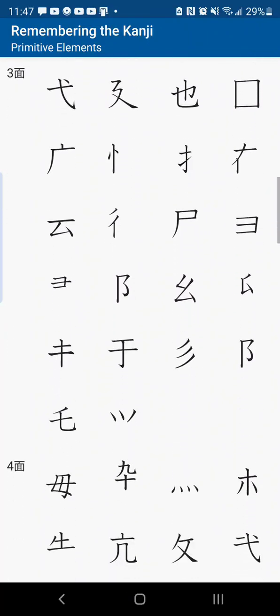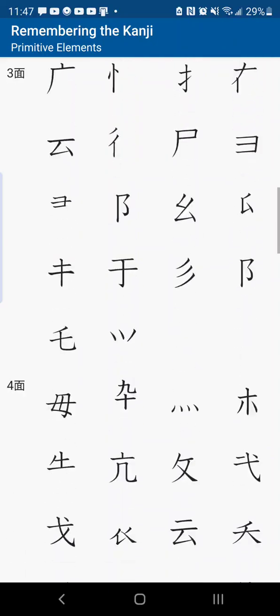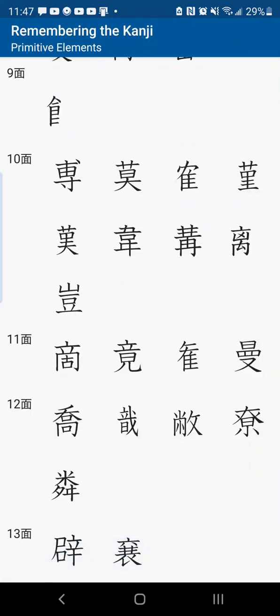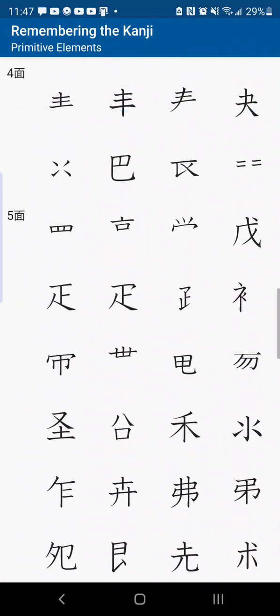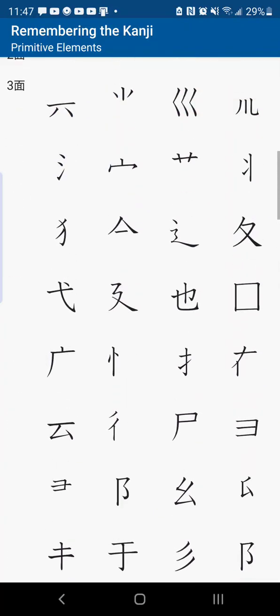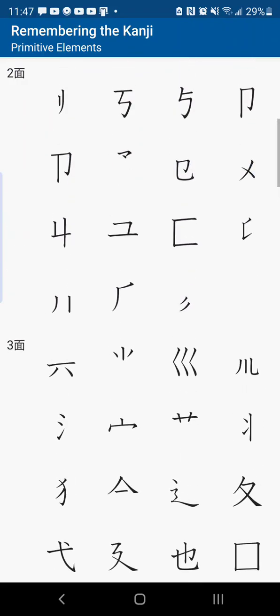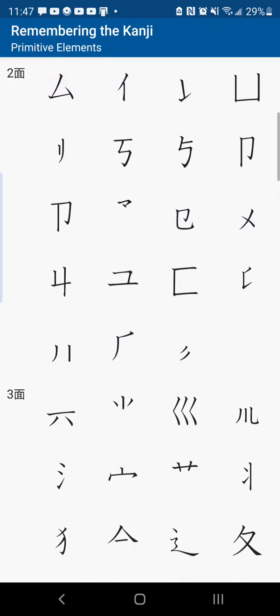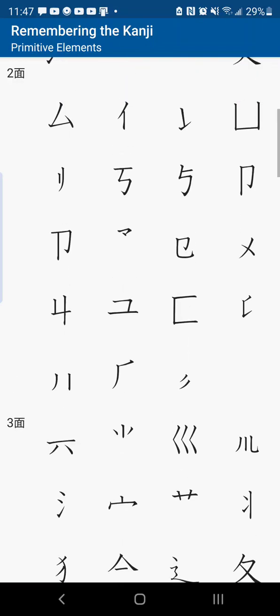Looks like there's quite a bit more going on in 3. And there's a total of 13. So maybe if we do one of these a day, that'll help familiarize ourselves with any kanji that we see along the way.